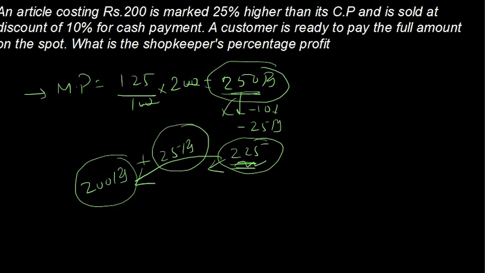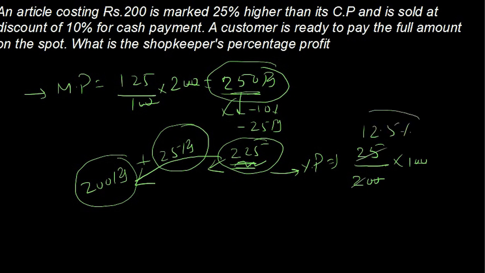Okay, so percentage profit we can calculate by profit divided by cost price into 100. So 12.5% is going to be your profit percent. What they asked you is the percentage profit. So he is still gaining 12.5% profit. Okay.